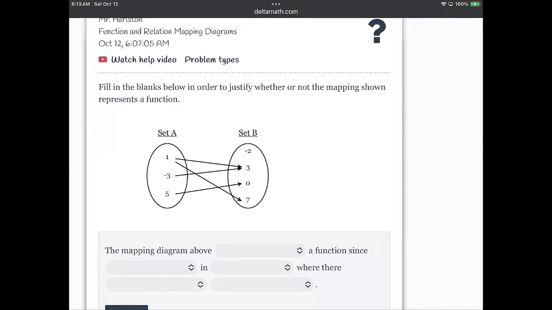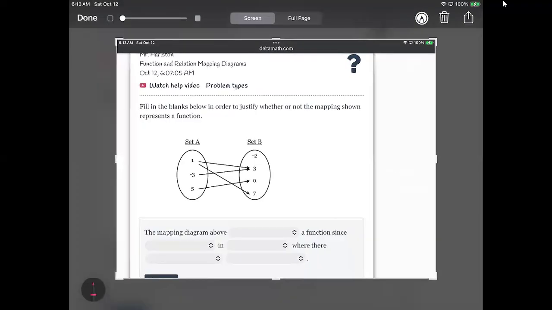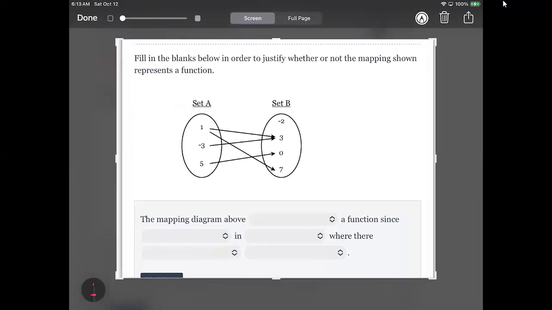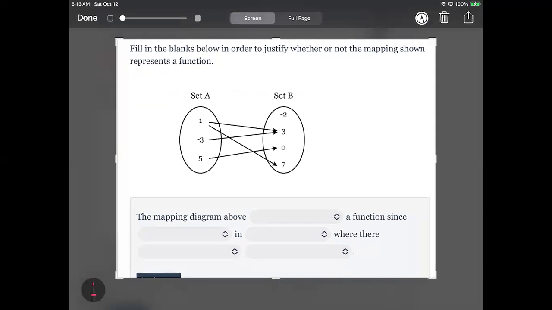I'm going to take a picture so I can write on this, and make it a little larger. Basically, a function is anything that takes an input and assigns it, maps it, converts it into one and only one output. But when you first hear that, a lot of students don't understand exactly what that means.